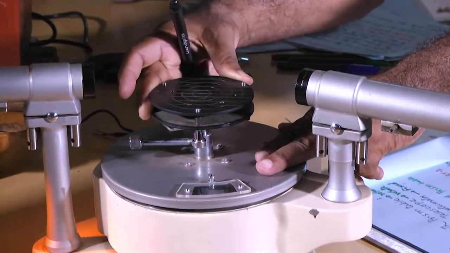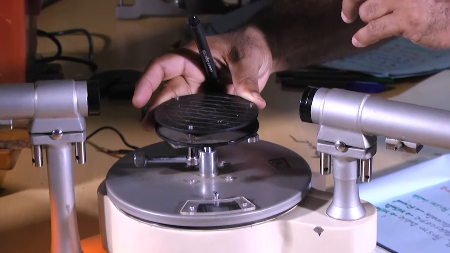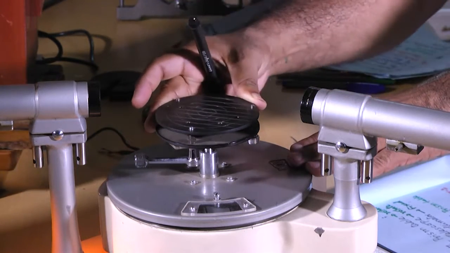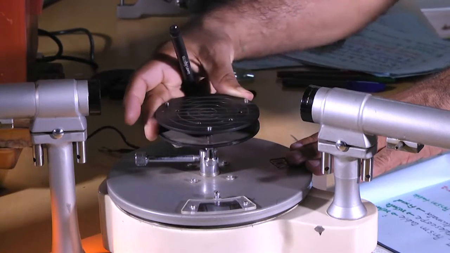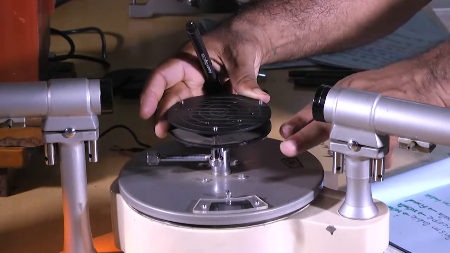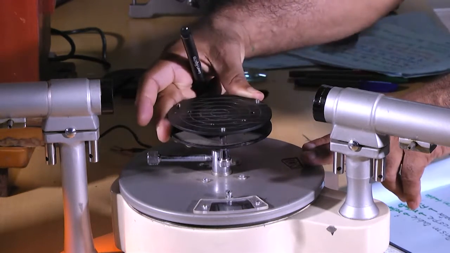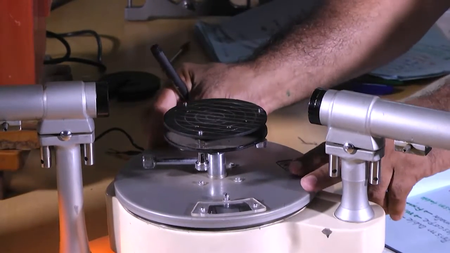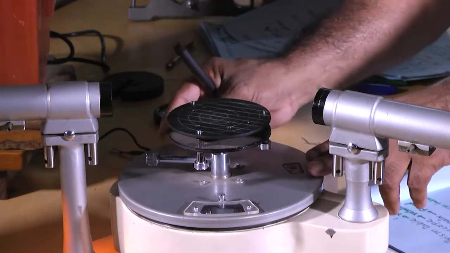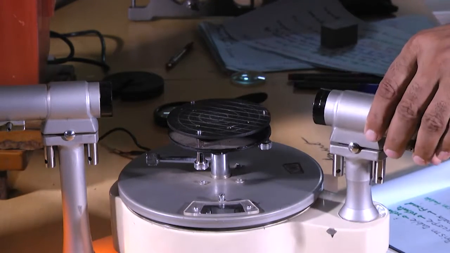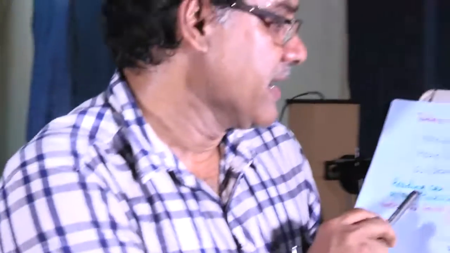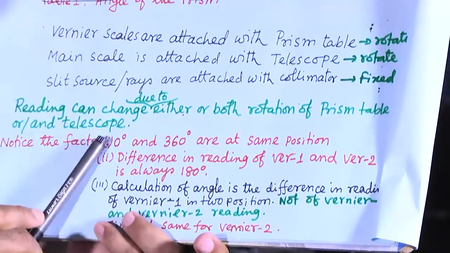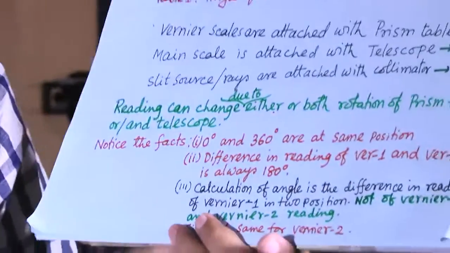That means I can change the angle of the incident ray. This is very important during measurement. Without changing the reading, I can change the angle of the incident ray on the prism. If I change this, the reading will change because the vernier is moving. If I change the position of the telescope, we can also change the reading. So the reading can change due to rotation of the prism table and or the telescope, right. Here, prism table means this one.